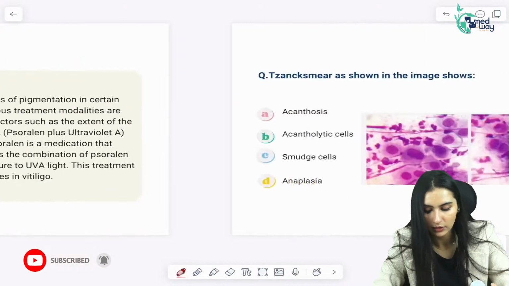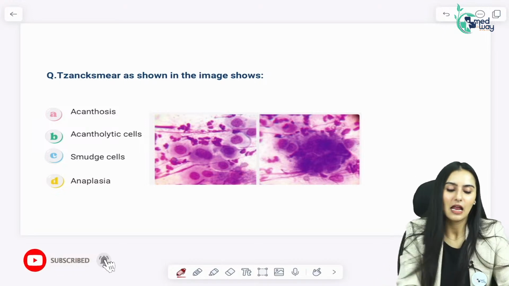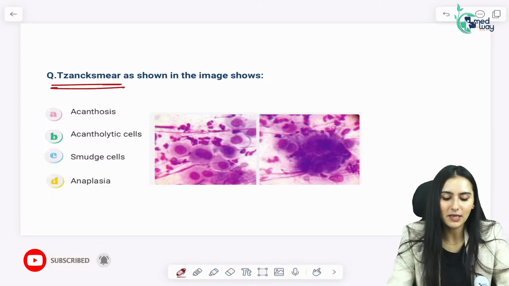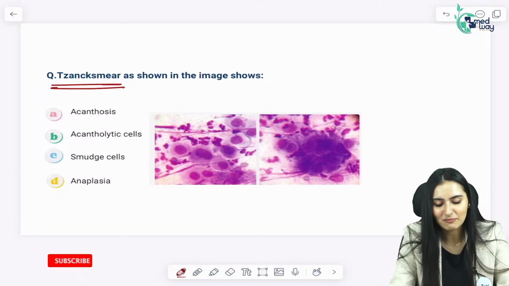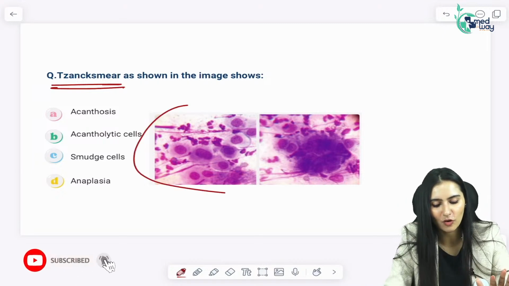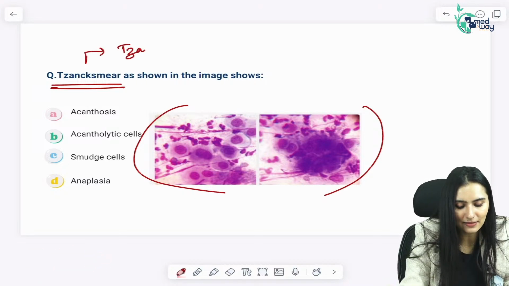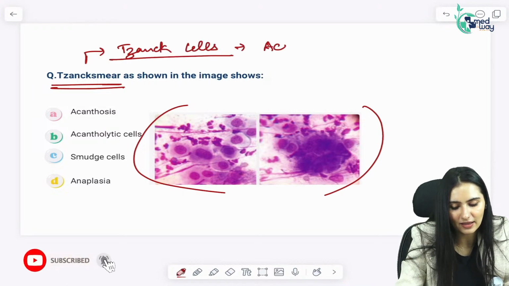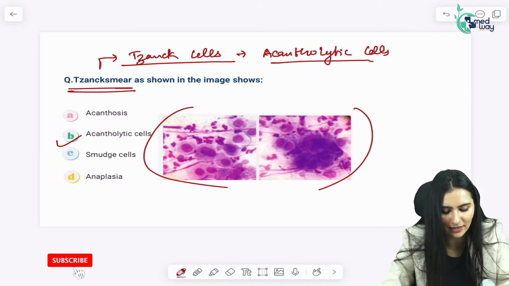Next question. The Tzanck smear, as shown in the image, shows what? Somebody can look at it and think, I don't understand what they are showing, I'll not be able to answer. Move on. It's very simple. Let go of all of this, don't look at it. A Tzanck smear shows Tzanck cells. What is the other name of Tzanck cells? Acantholytic cells.